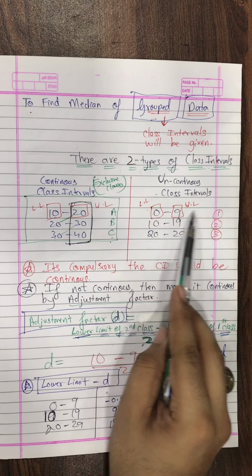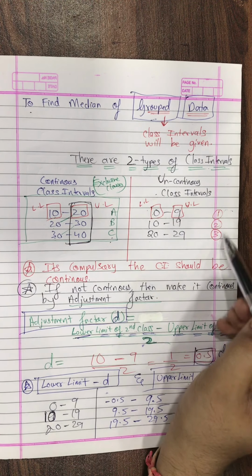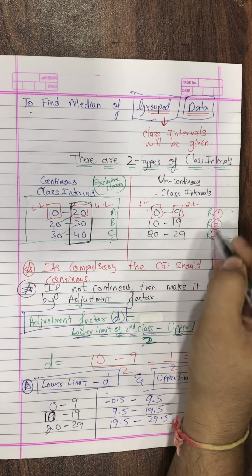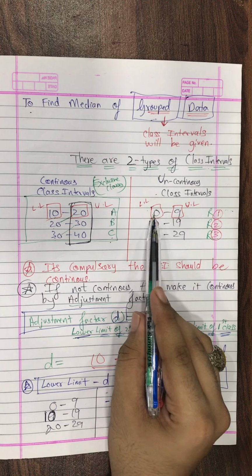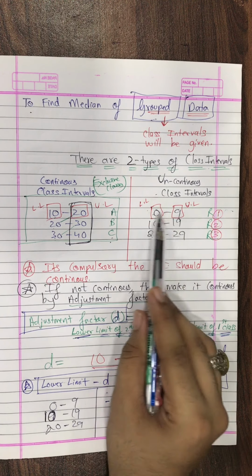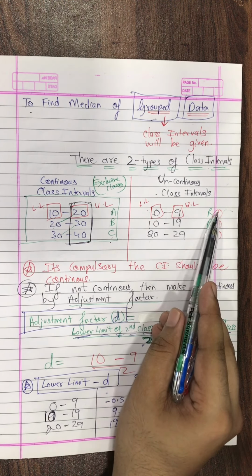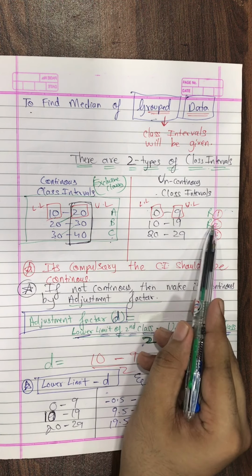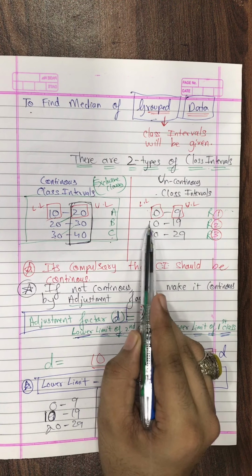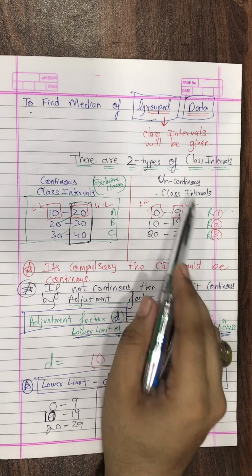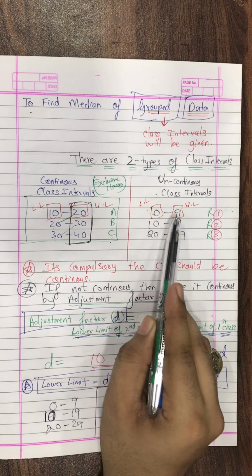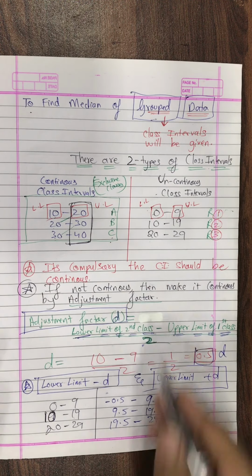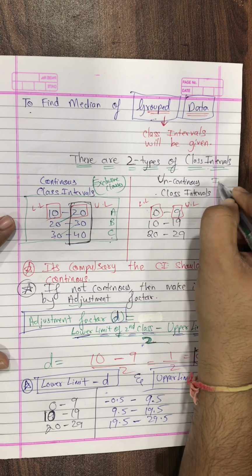For example, these are the numbers of the room: room 1, room 2, room 3. So 0 to 9, all age groups are inclusive in room 1. If some student comes to me and says I am 10 years of age, they will go in room 2, and 19 years of age people will also go in room 2. So in uncontinuous class, both lower and upper are inclusive. That's the reason the other name for this uncontinuous class is inclusive class.